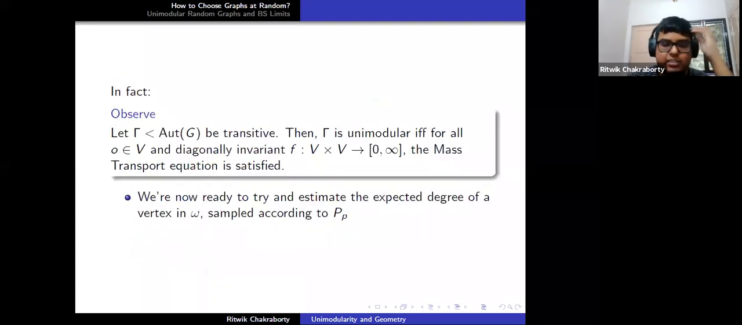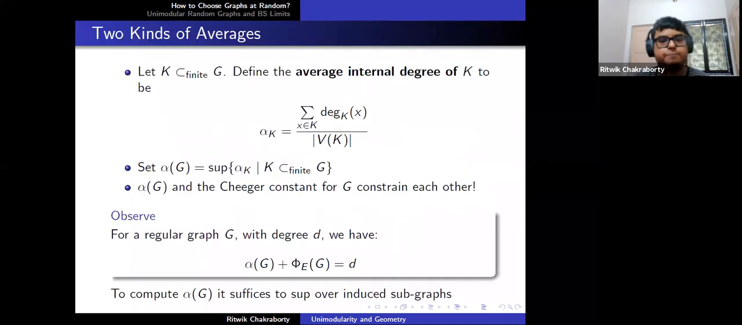Anyways, so we are now ready to try and estimate the expected degree of the vertex omega sampled according to this Bernoulli P measure, P sub P. So we'll be seeing two kinds of averages. Take any finite subgraph K of G.